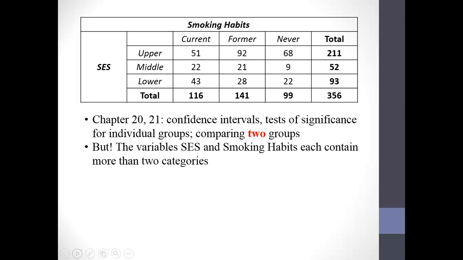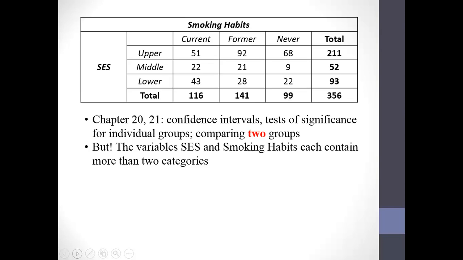The motivation for this set of methods connects to what we've done in chapters 20 and 21 with proportions. You've seen this table a few times now. It's our favorite example of a two-way table, with smoking habits and socioeconomic status. In chapters 20 and 21, we could do confidence intervals or a hypothesis test for individual groups. We could estimate the proportion of all American adults, for example, who are upper class current smokers, or whatever you want to talk about there.